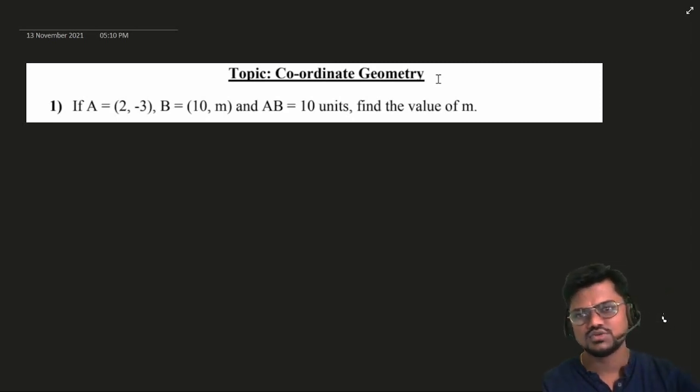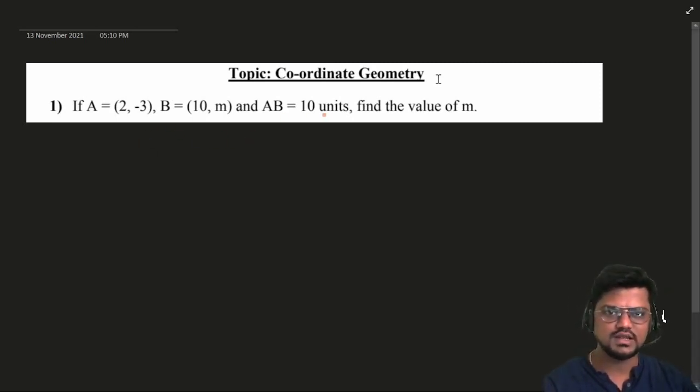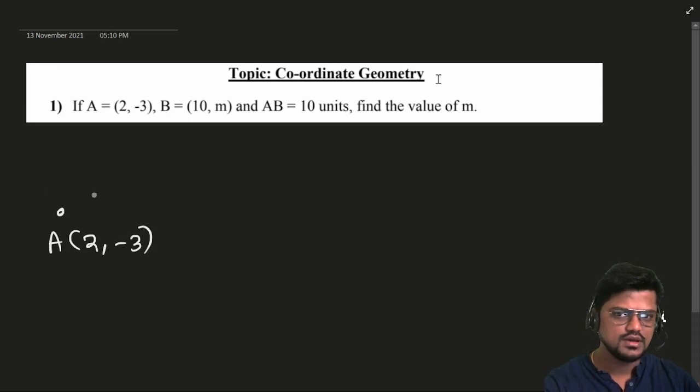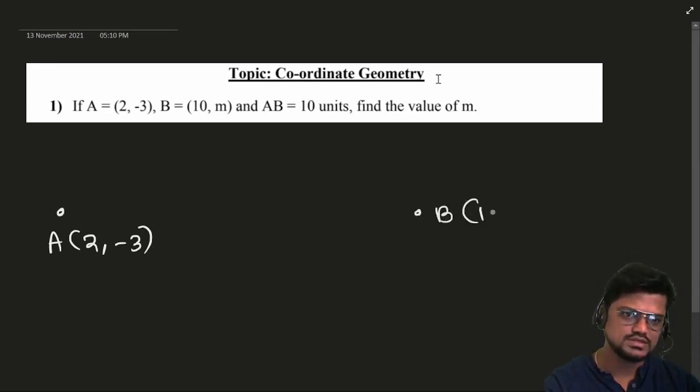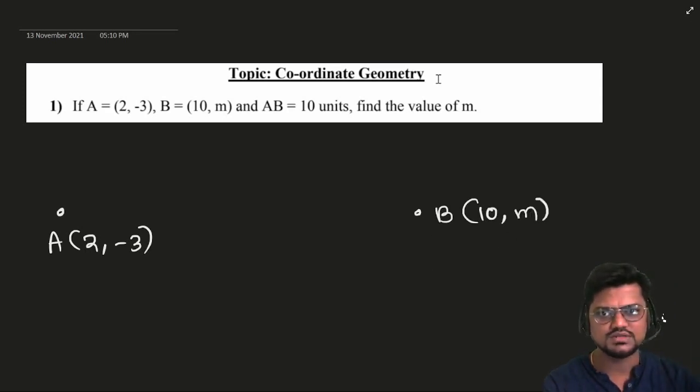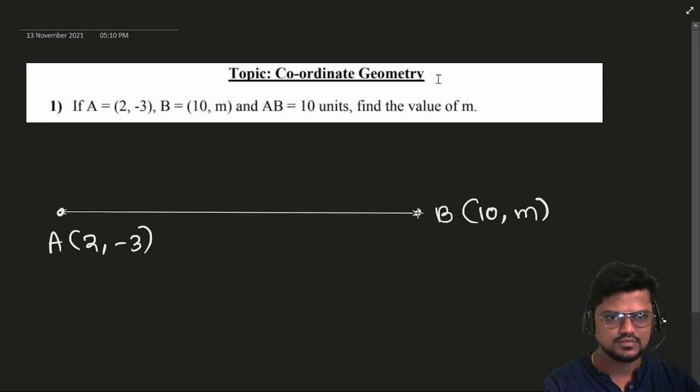Yes. So over here, A is given, B is given, and the length AB is given, then find the value of m. It's a very easy question. Why do you have doubt in this? See, the coordinates of A they have given as 2 comma minus 3. And over here, this is B. The coordinates of B also they have given, that is 10 comma m. Also, they have given the distance between A and B. What is that distance? That is 10 units.